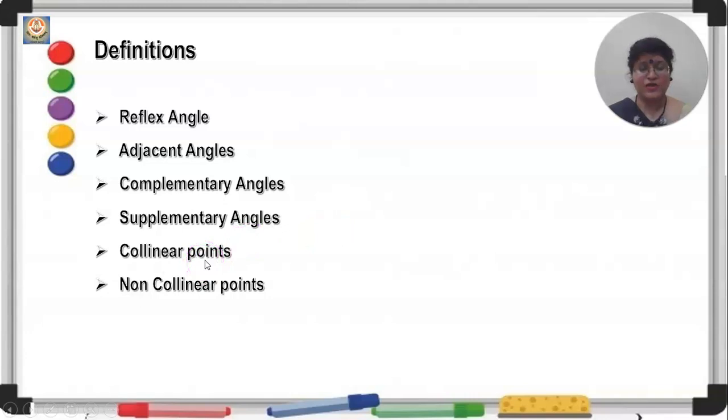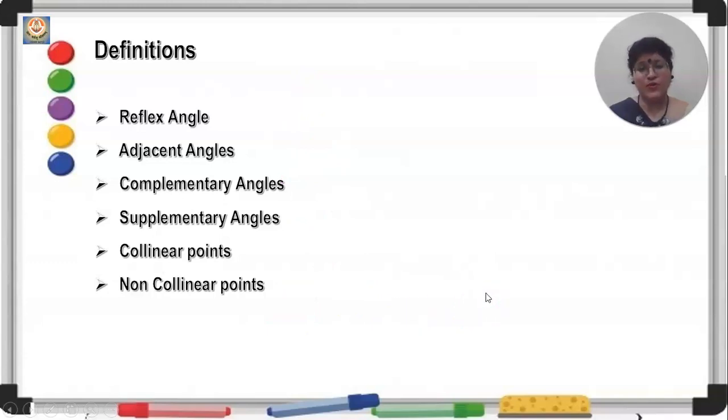Collinear points. To determine whether points are collinear or not, you need minimum of 3 points, right? 3 or more points will help you decide whether the points are collinear or not. 2 points will always be collinear because a line will always pass through 2 points. Then you have non-collinear points. Go through all these definitions. These definitions are important from this chapter.